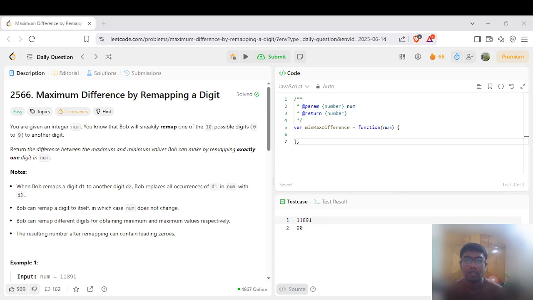Hello everyone, let's look at today's Leetcode problem 2566, Maximum Difference by Remapping a Digit. Before starting this problem, let us look at a motivational quote for today.